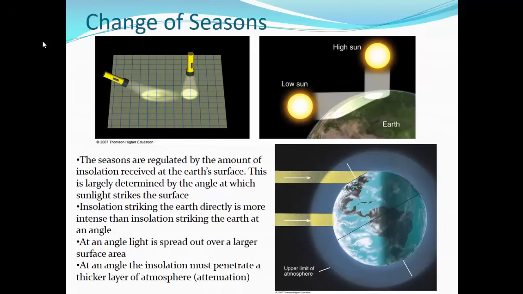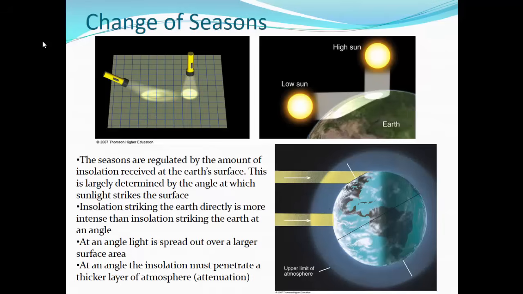Also, at an angle, the insolation must move through a thicker layer of the atmosphere, and that radiation is attenuated. Simply, it's scattered, or absorbed, or reflected back. And so not as much of it reaches the Earth. So, number one to remember, the seasons are regulated by the amount of sunlight that arrives at the Earth's surface. The seasons are not regulated by the distance from the sun. The seasons are not regulated by anything other than how much sun gets to the surface.